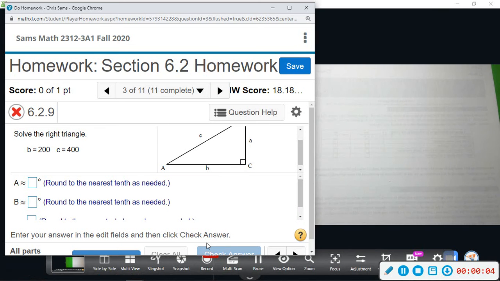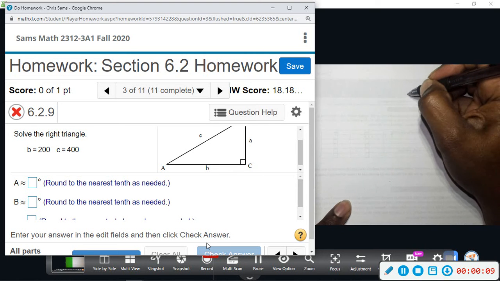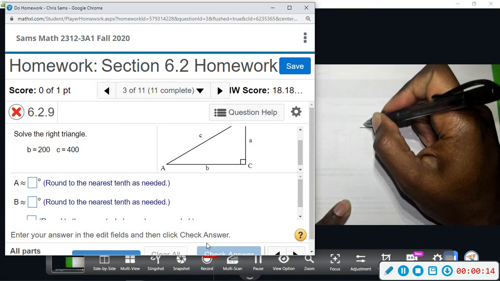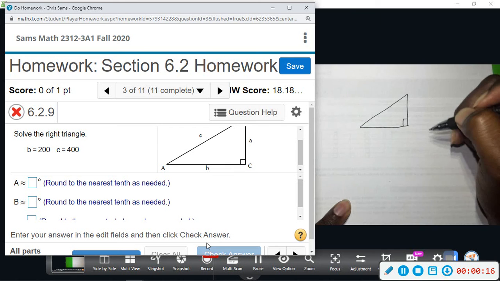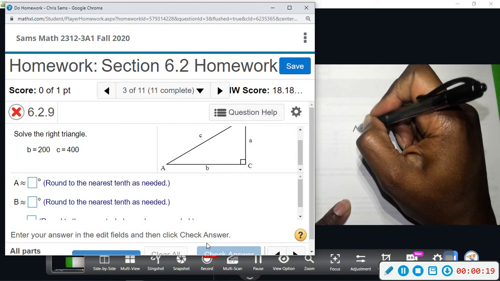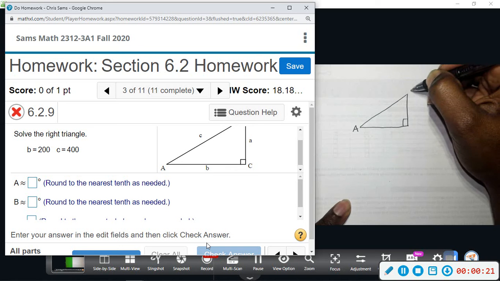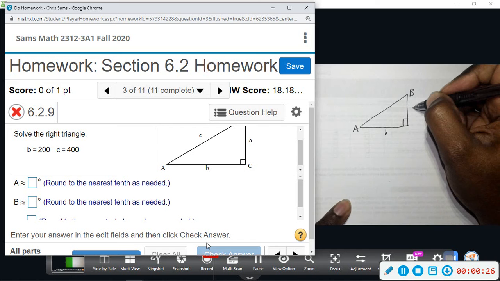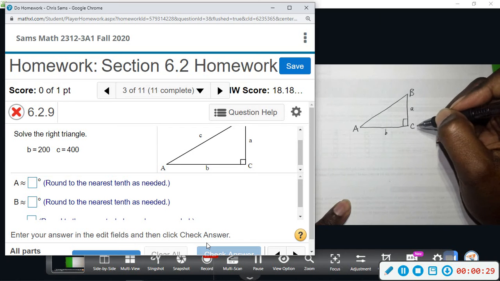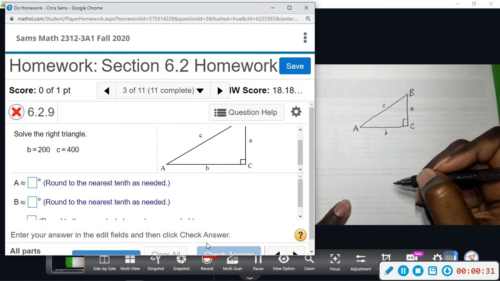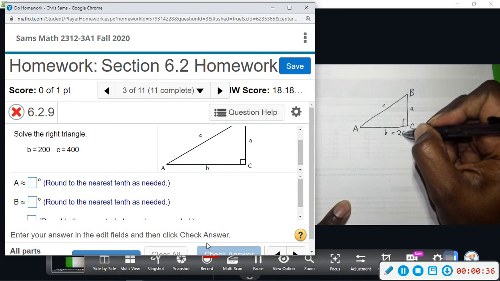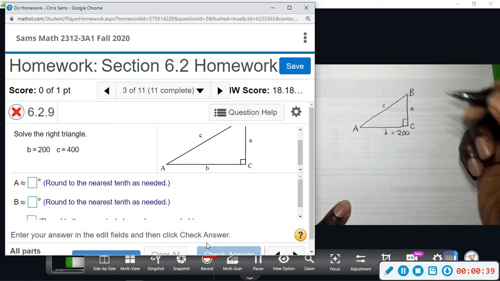Alright, number 3, we're going to solve this right triangle. So I'm going to draw it according to its orientation. This is angle A, and then apparently angle B is up here because I see side B opposite. This is angle C and side C. And we're given that B is 200 and we're given C is 400.